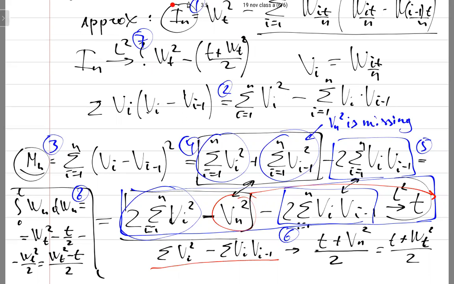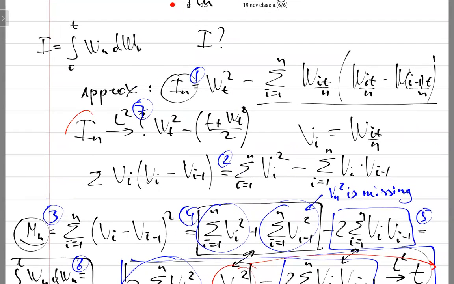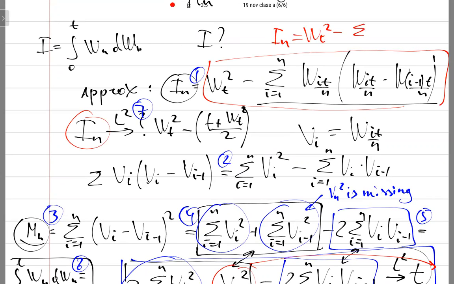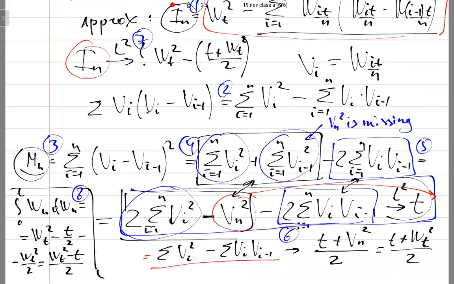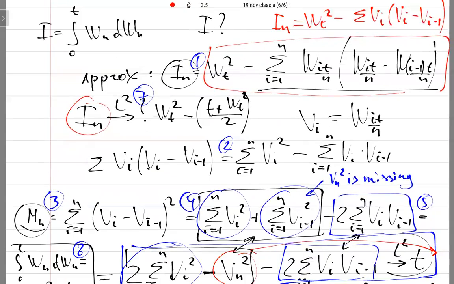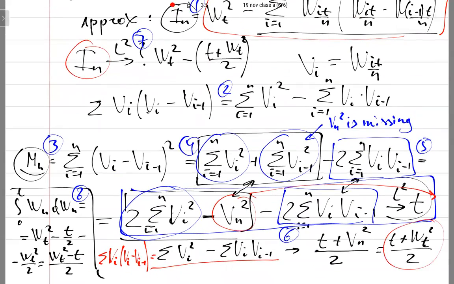Six is fine. And when I go back to the initial question, if I look at the first expression, In is just Wt squared minus the sum of Wi times Wi minus Wi minus 1. And we know that this is the sum of Wi minus Wi minus 1. So that's the expression we need to calculate.